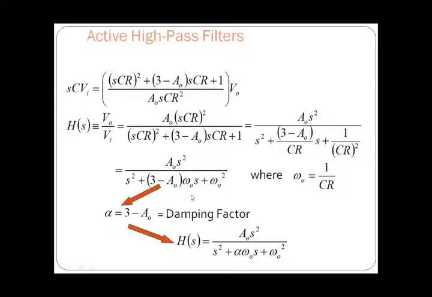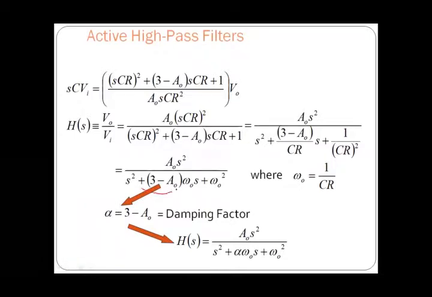So we are going to write this 1 by RC as omega naught, and 1 by RC square as omega naught square. So where omega naught, here you can see that omega naught is equal to 1 by CR. Then the damping factor here, this determines the damping factor.